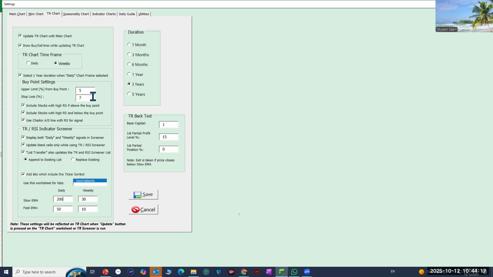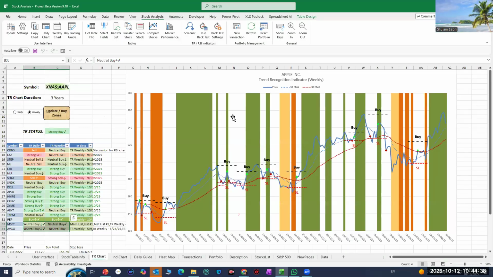Similarly, our preset configuration was 5% buy point setting, as I said, and stop loss is 7%. But you can change it. If you say, I would like to buy something around maybe 8%, or for stop loss, I would like to have 10%, whatever it is, you can change this configuration from the settings and then the system will work.